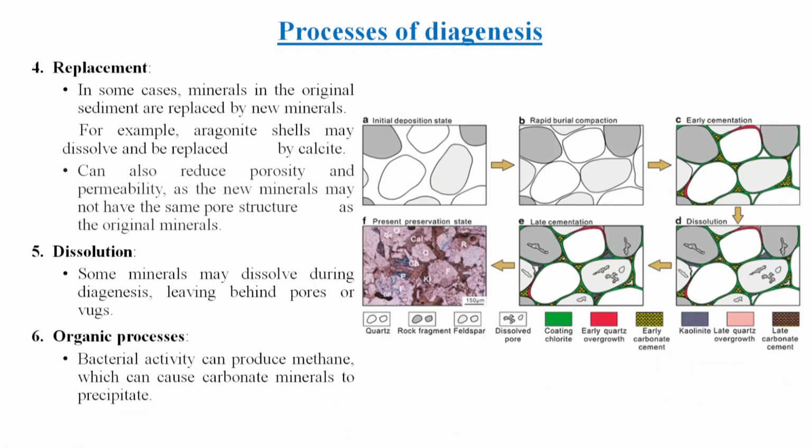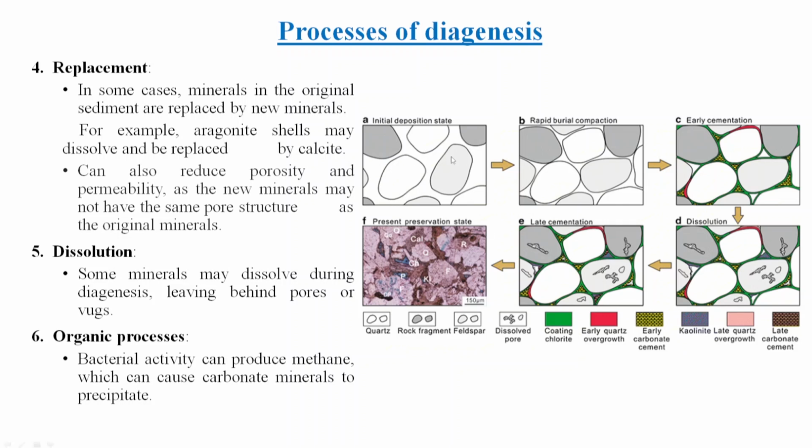Then you can also have replacement. In some cases, minerals in the original sediment are replaced by new minerals. For example, aragonite shells may be dissolved and replaced by calcite. Then dissolution: some minerals may dissolve during diagenesis, leaving behind some pore spaces. Organic processes like bacterial activity can produce methane, which can cause carbonate materials to precipitate as well.